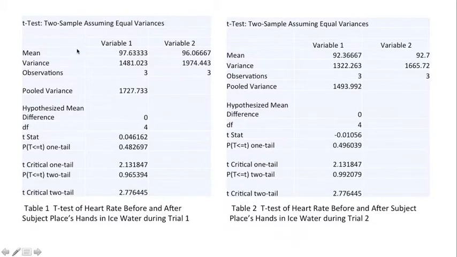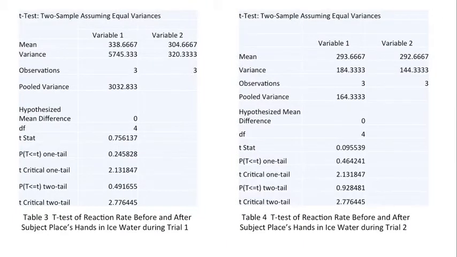Shown here are the t-tests that were made for the heart rate before and after the subject placed their hands in ice water during trial 1, and the t-test of the heart rate before and after the subject placed their hands in ice water during trial 2. On this slide, here are the t-tests of the reaction rate before and after the subjects placed their hands in ice water during trial 1, and again, the t-test of reaction time before and after the subject placed their hands in ice water during trial 2. I will go over the significance of these results in the next section.